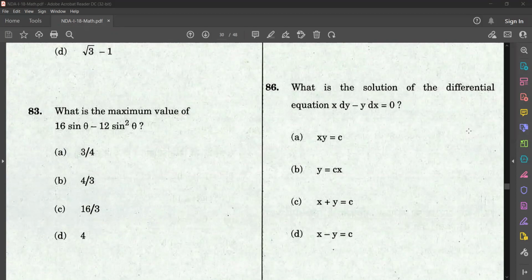We are going to see some previous year NDA Maths questions. All of you read the question number 86. Question number 86.